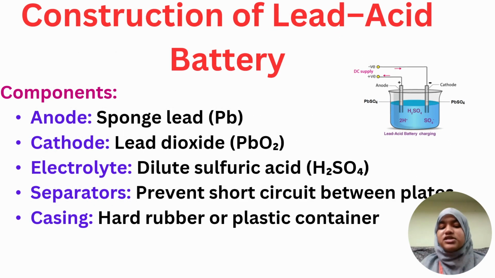Now, if we come to the construction of the lead acid battery, first we will see the components. First is the anode, that is sponge lead, Pb. The cathode is lead dioxide. The electrolyte is dilute sulfuric acid. Separators prevent short circuit between plates. The casing is a hard rubber or plastic container. Here the positive electrode is PbO2, the negative is Pb, and the electrolyte is dilute sulfuric acid. A porous separator is used between the electrodes to prevent short circuit.